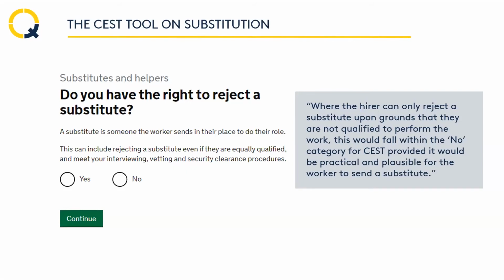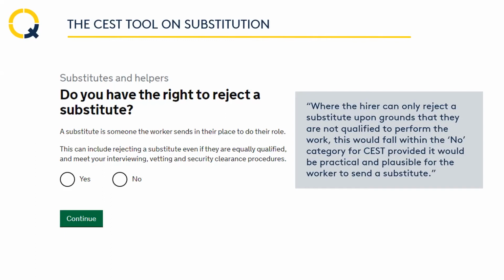Because ultimately, if you're looking for an engineer and the contractor you're engaged with says, I'm going to send you a substitute who's a painter and decorator, there's no way on earth you would accept that person because they wouldn't be suitably qualified and skilled enough to carry out the work you wanted done. In the explanatory notes, it states, this can include rejecting the substitute even if they're equally qualified and meet your interviewing, vetting and security clearance procedures.